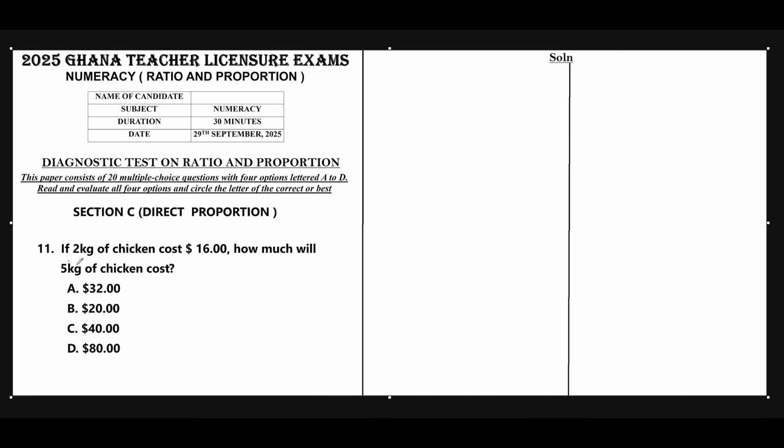So question 11, I read, if 2 kilograms of chicken costs $16, then how much will 5 kilograms of chicken cost? So you could see that we have two main quantities given in the question. The first one, we have the mass of a chicken, and the second one, we have the cost of a chicken. So this is what you need to do. You need to find out how the two quantities relate in real life.